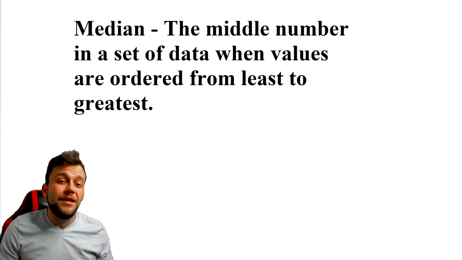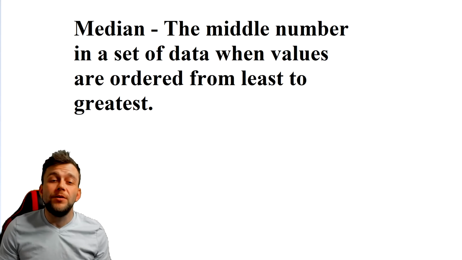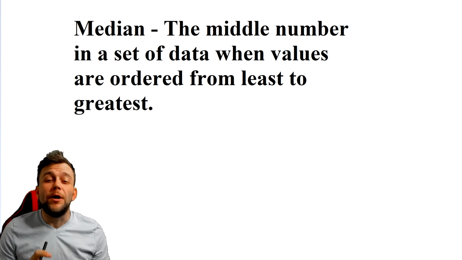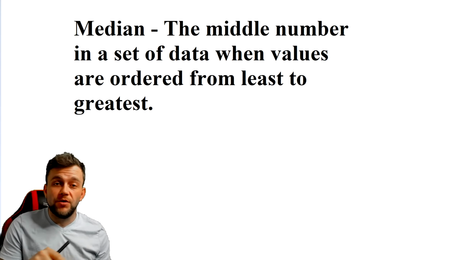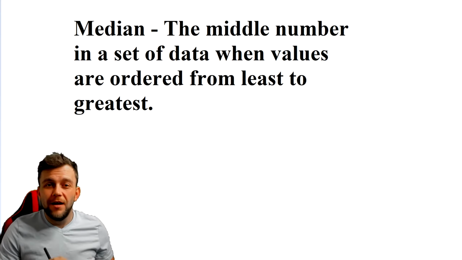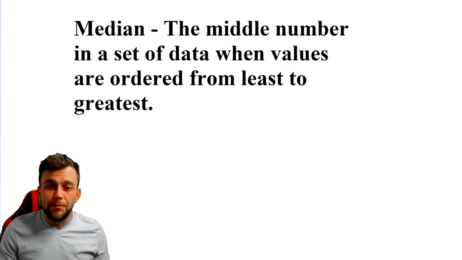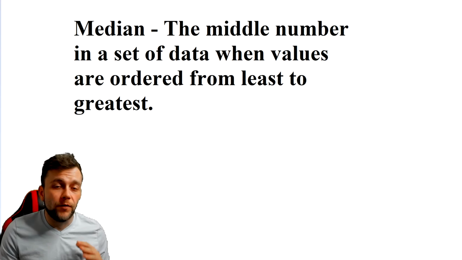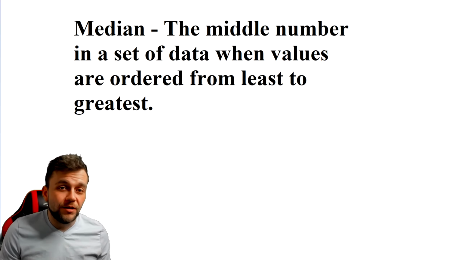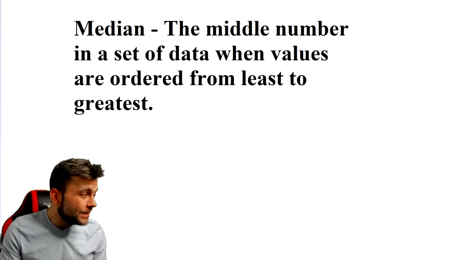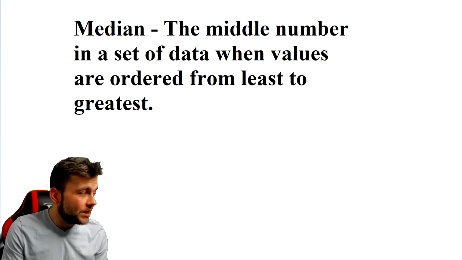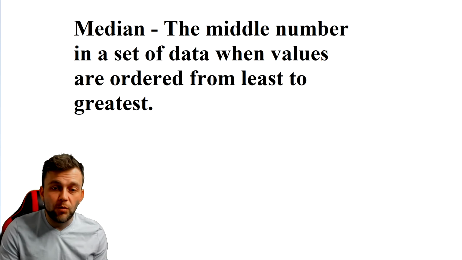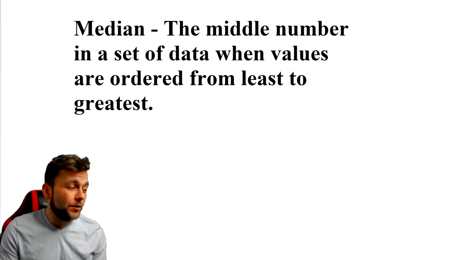So let's get started with our first definition of what a median is. To define median, it is the middle number in a set of data when values are ordered from least to greatest. Okay, a lot of fancy math words there, but basically you have a group of numbers. You want to put them in order from the smallest to the largest, and whatever number is in the middle, that is your median. So let's just do a nice easy example, right, to get the understanding down, and then we'll move on from there with some more difficult examples.